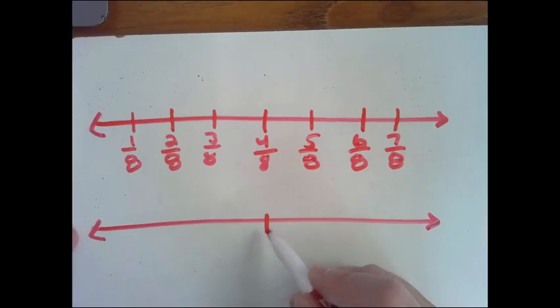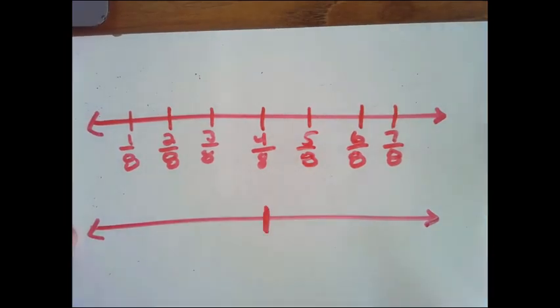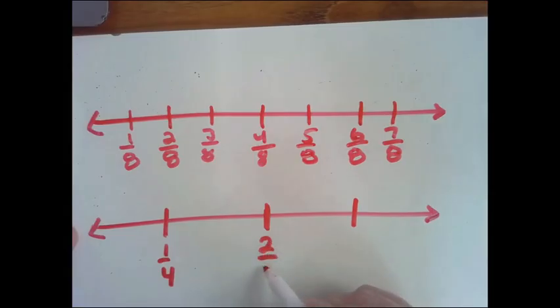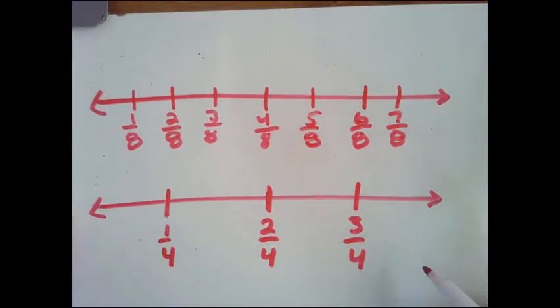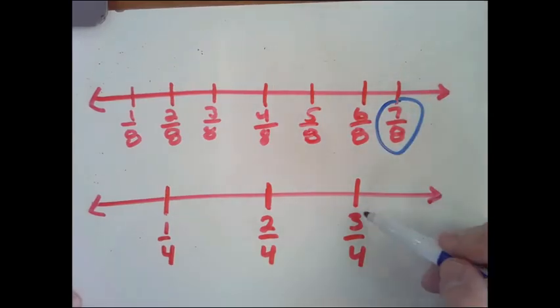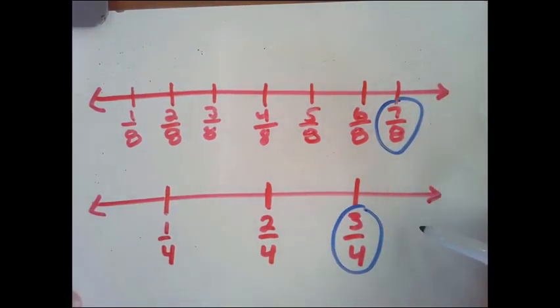Now, here we're going to do 4ths. So this is, again, our half point. I'm going to cut the half in half and get 4ths. So this would be 1/4, 2/4, 3/4, right?